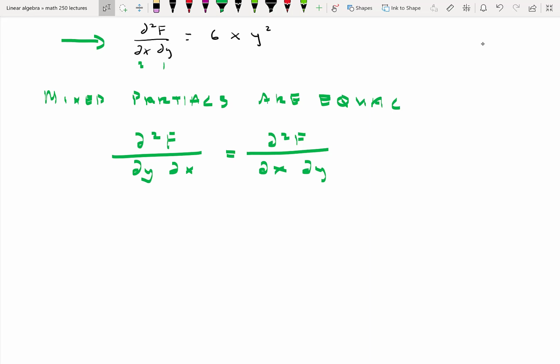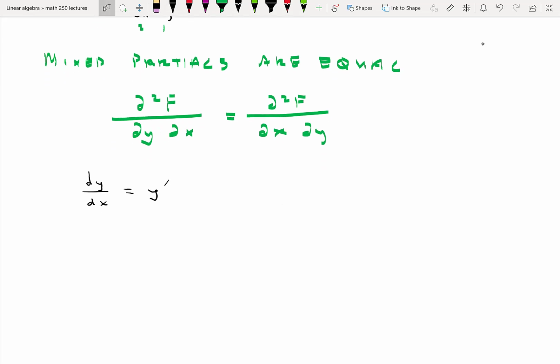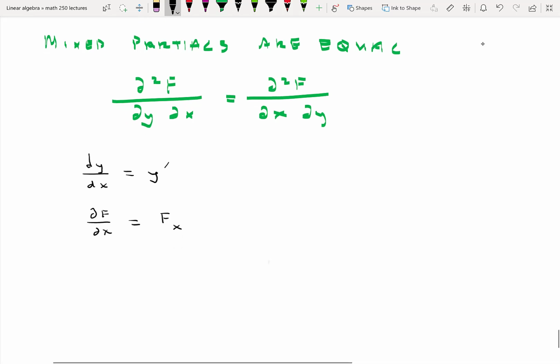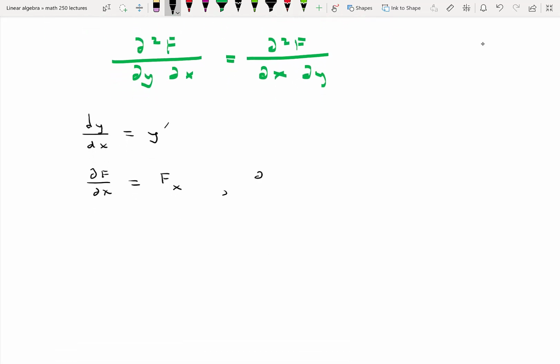Okay. Now, just to be really complete about this, remember how in calculus you have a symbol dy dx, and you can abbreviate that y prime. Well, we have a similar situation with partial derivatives. Partial f partial x can be written as f sub x. Partial derivative of f with respect to y can be written as f sub y.